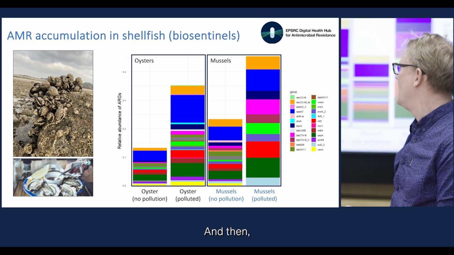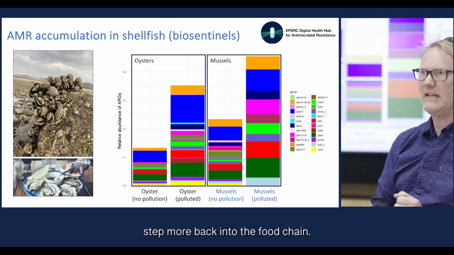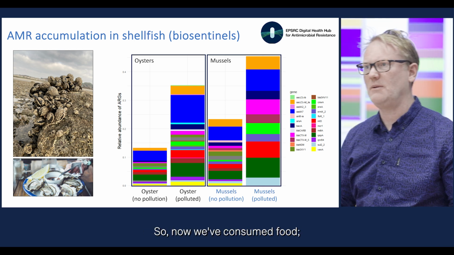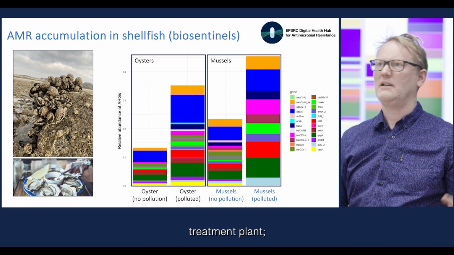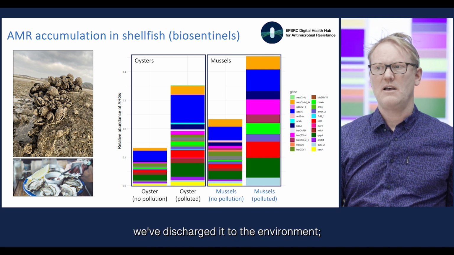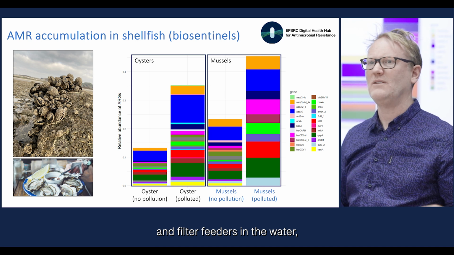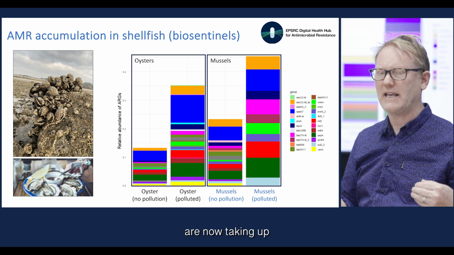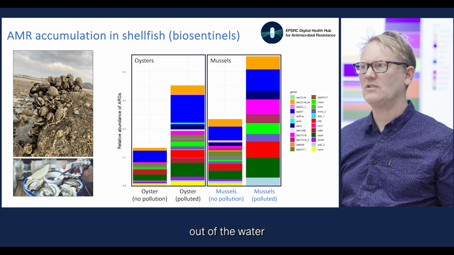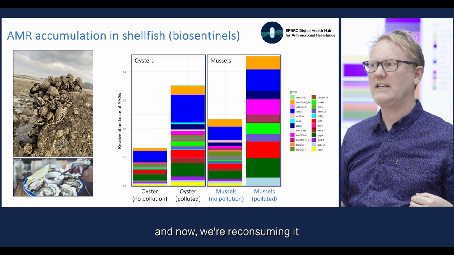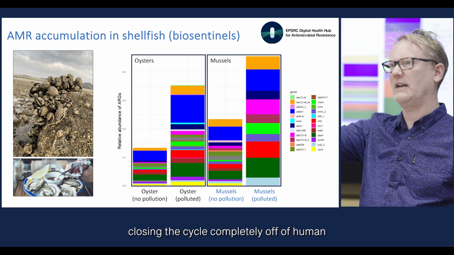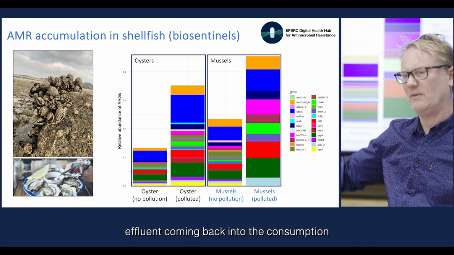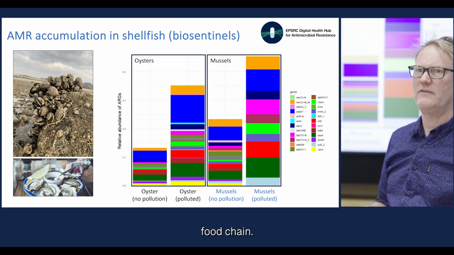And then take it one step more back into the food chain. So now we've consumed food, we've put it into our guts, we've taken it to the wastewater treatment plant, we've discharged it to the environment, and the filter feeders in the water, the oysters and the mussels, are now taking up the fecal material out of the water that we've discharged, and now we're reconsuming it and putting it back into our cells. So it's closing the cycle completely of human effluent coming back into the consumption food chain.